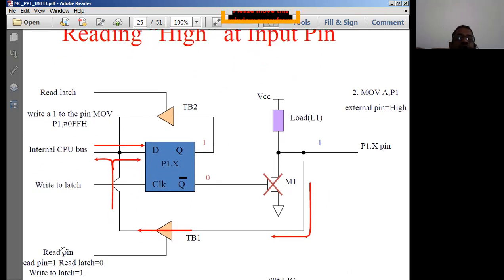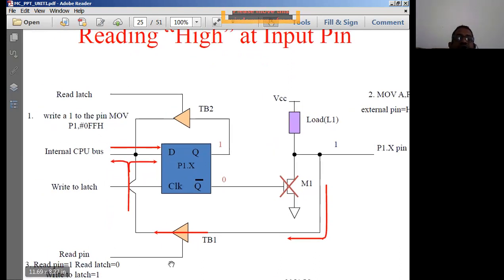And next, what should I do? This read pin is a control signal for the read buffer. This should simply be enabled to 1. If this is enabled to 1, this buffer is going to get enabled. So whatever 1 is coming is simply given to the CPU. It simply goes into the CPU like this. This red marked arrow has been shown here. It is simply going into the CPU. Okay. So like this, we read 1 from the input port.